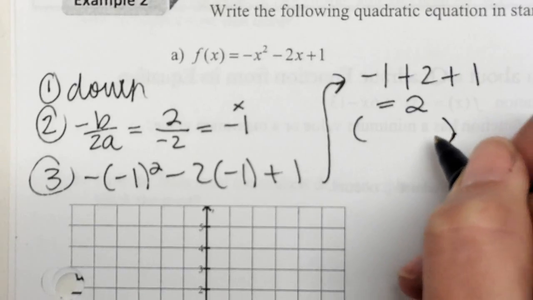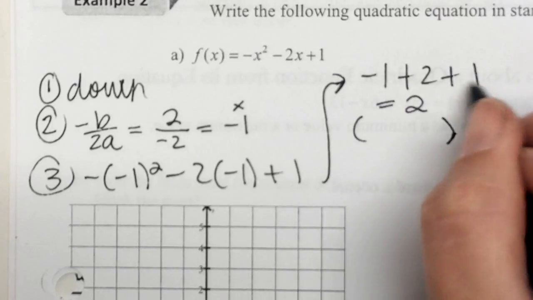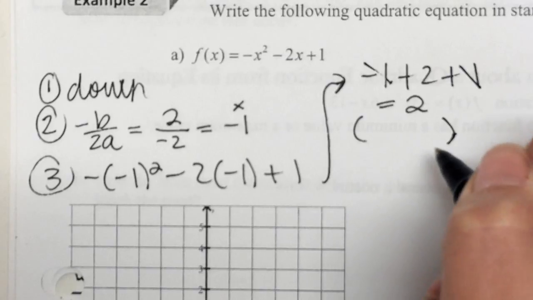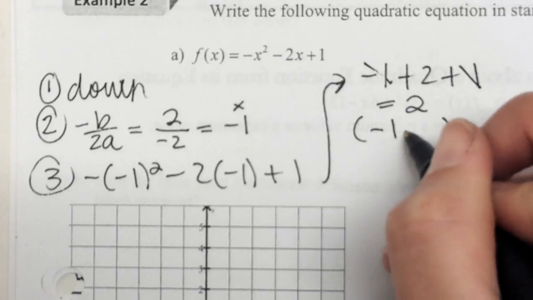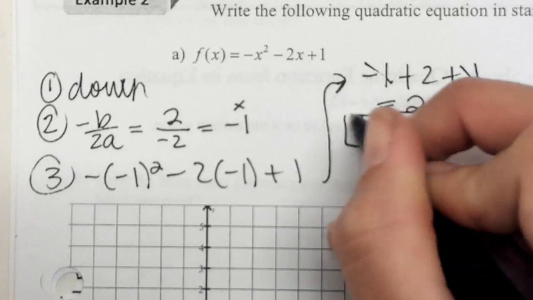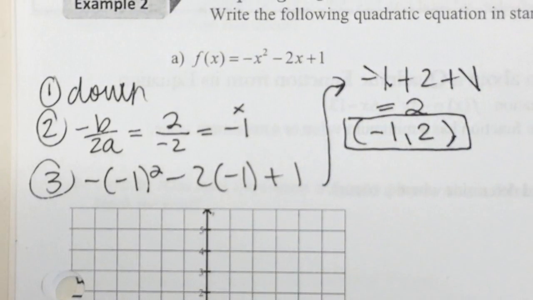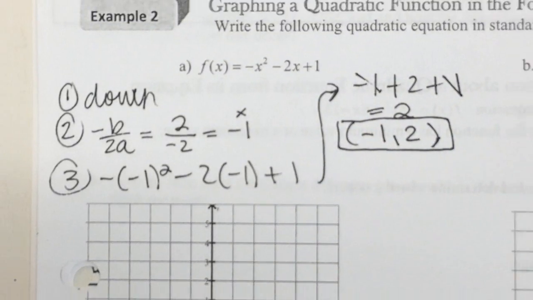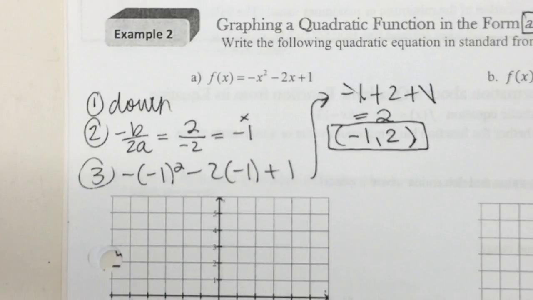What was our x? Because negative 1 plus 1 is 0. X is what, Colby? Yep, and y is 2. That's our vertex, our center. Alright, questions about that part?